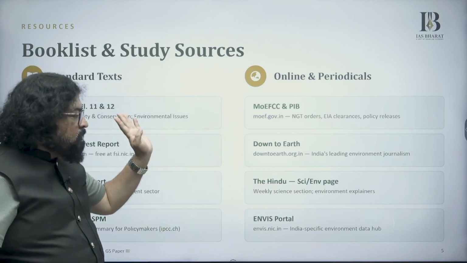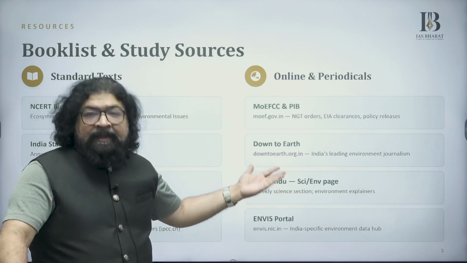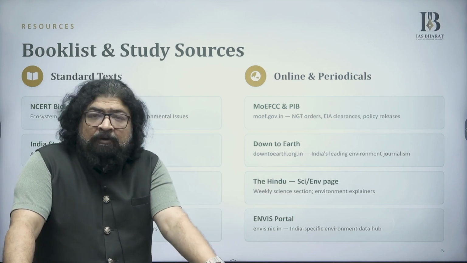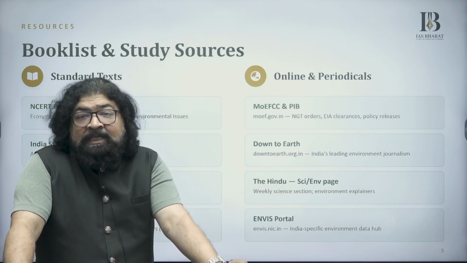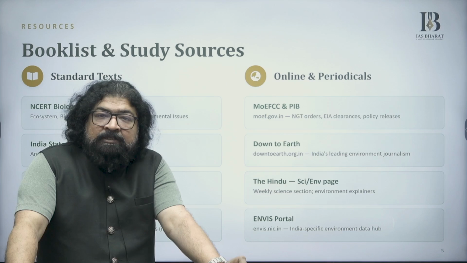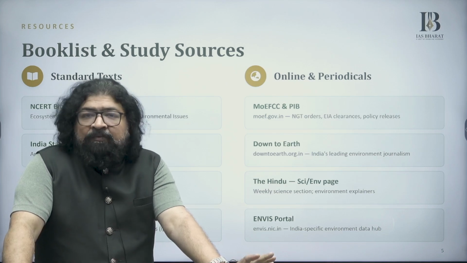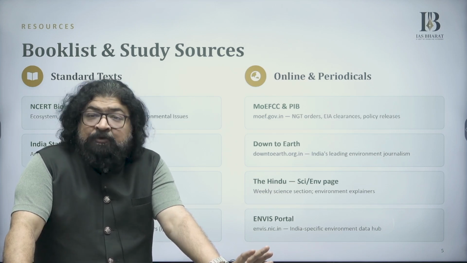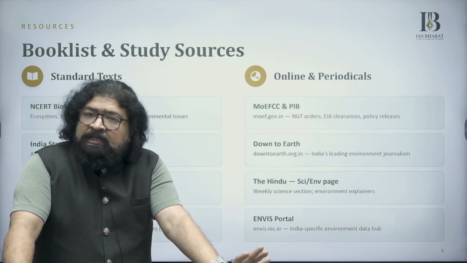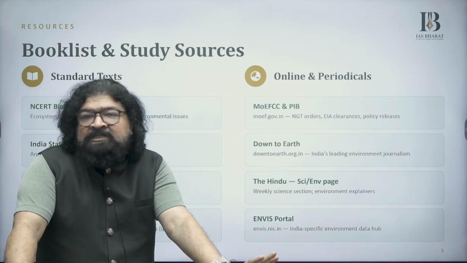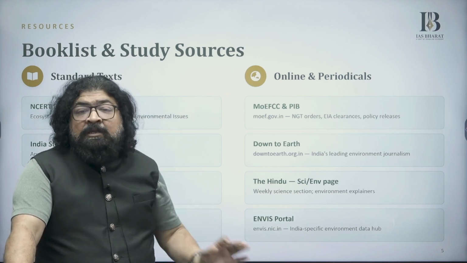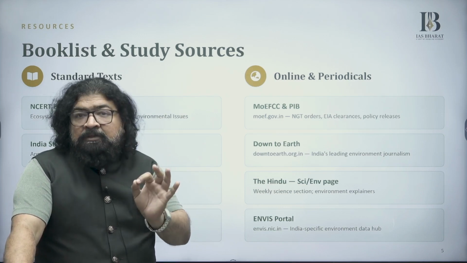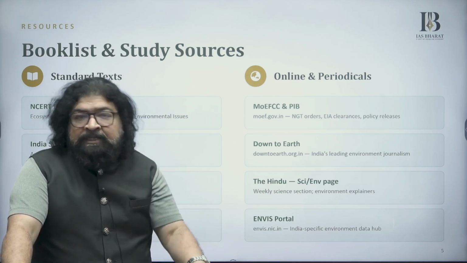So Down to Earth magazine, then The Hindu Science and Technology and Environment coverage, current aspects, and then comes a very important website of the Government of India called ENVIS, Environmental Information System. That is a database where you have everything regarding government initiatives, protected areas, network, and even wildlife. You will find everything in the ENVIS database. You can visit the ENVIS site for collecting the authentic data of the government, right, which you can quote in your answer writing.